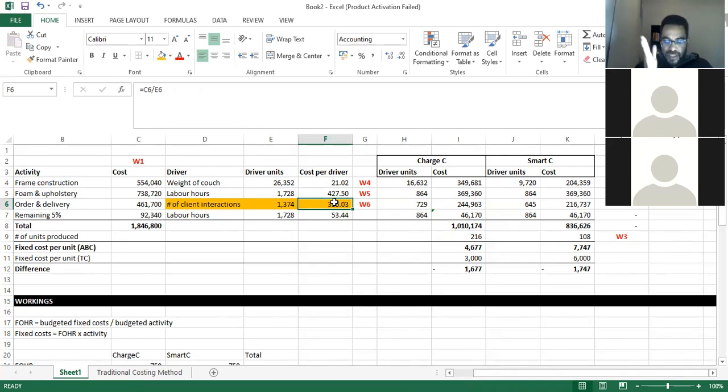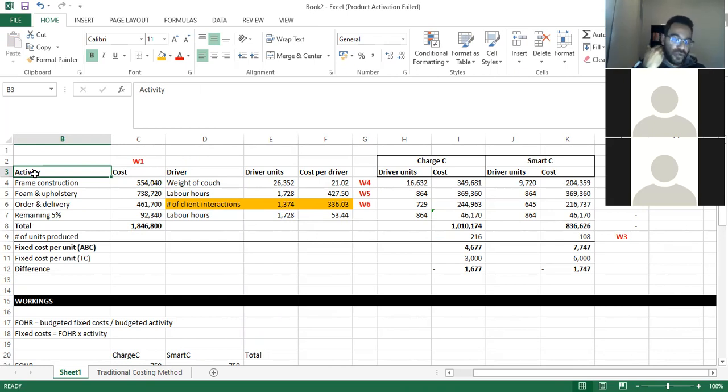I used number of sales. Okay, so it depends. I'm saying I'm using number of sales because client interactions are only based on the sale you make. If you're not making a sale, can there be a client interaction? No. However, someone may use units produced. Why? Because we're working out fixed overheads. Fixed overheads are allocated to units produced, not necessarily units sold. So that is what we'll have to look at.